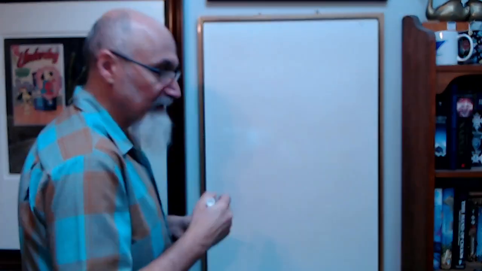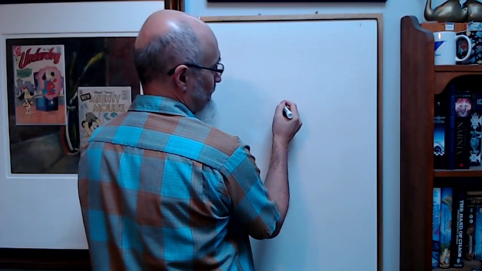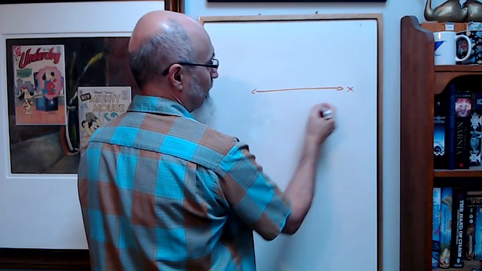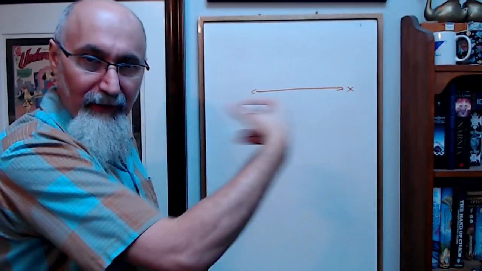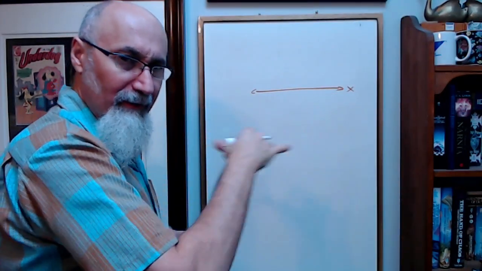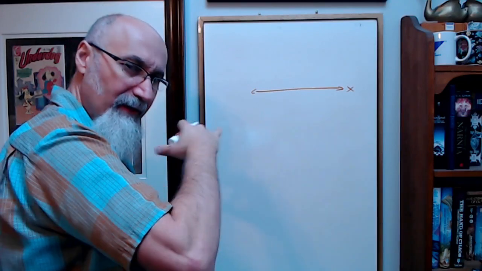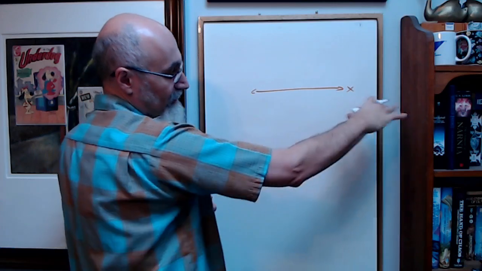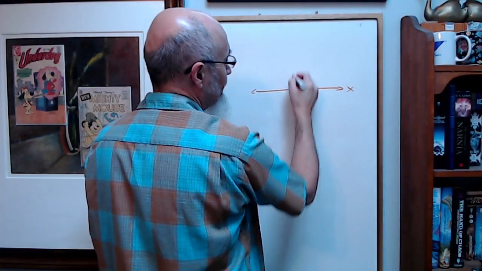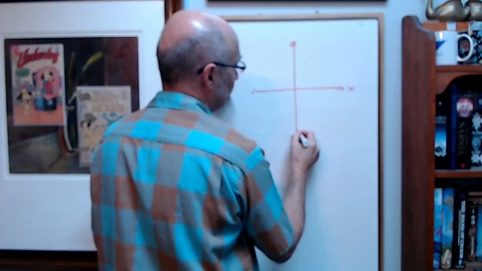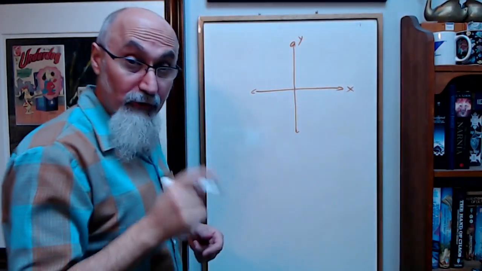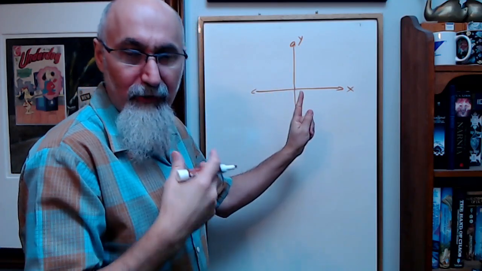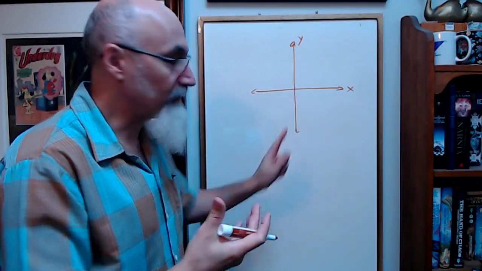Like the coordinate system. This is the x-axis, right? When you have one dimension, you have one direction. You can go this way and this way, but it's one planar direction, so that's 1D. Here's 2D, here's y. So you've got two directions. You can go this way and you can go up and down. That's two directions, 2D.